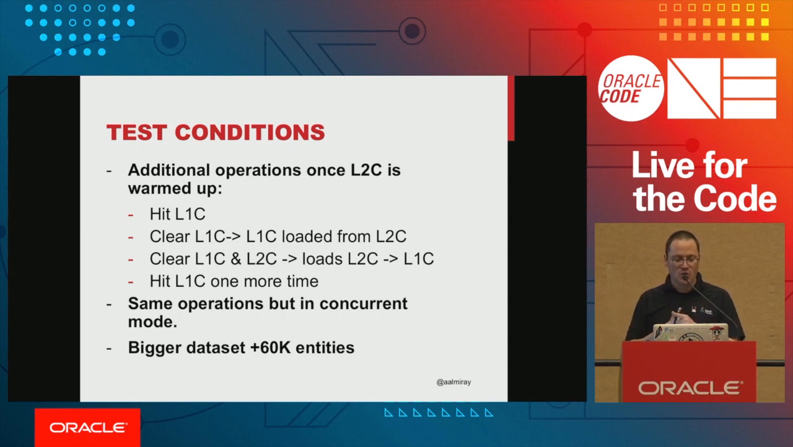And we will add also concurrent modes. So at some point, we will hit the same database with 2, 4, 8, 10, 16 users at the same time, as many threads as we have in the machine that we were testing. And we'll up the ante with the data set. Instead of just being 6,000 entities, we're going to grow to 60,000 entities, and we could go beyond that.